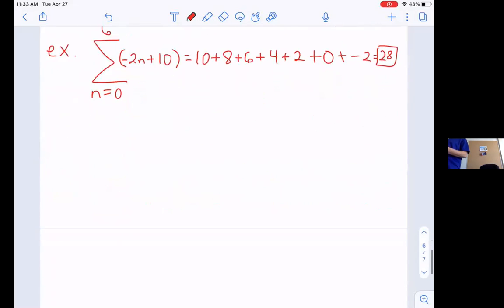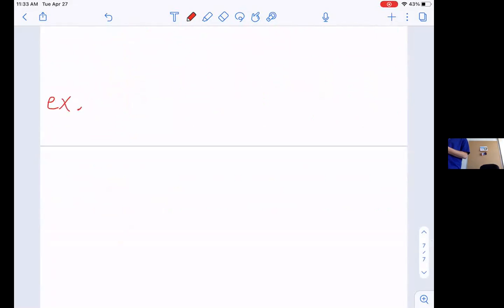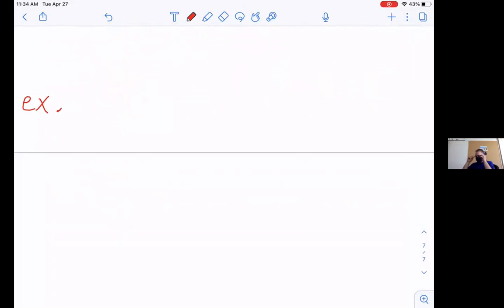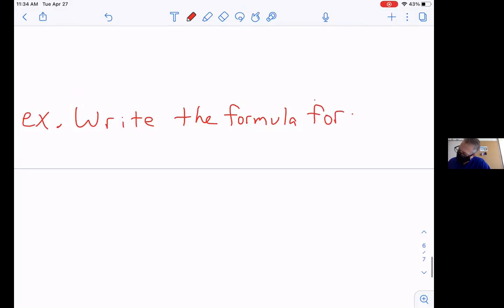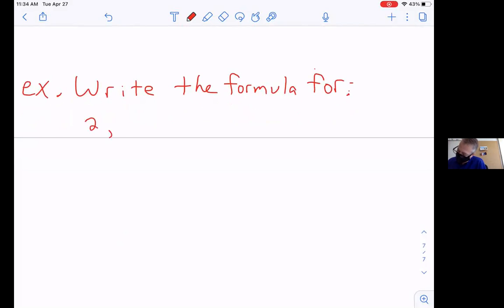let me kind of change gears, or maybe reverse gears to something that we may have done before we even started this today. So would you guys write this down? Okay, we're going to write the formula for this sequence: 2, 9, 16, 23, 30, 37. We want to write the formula for the sequence 2, 9, 16, 23, 30, and 37.